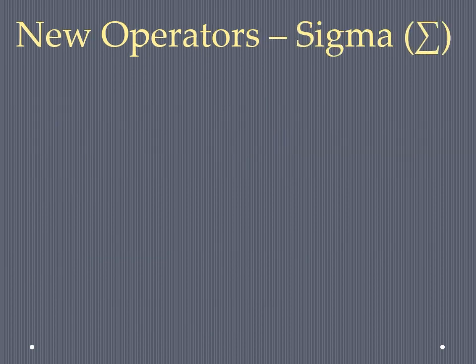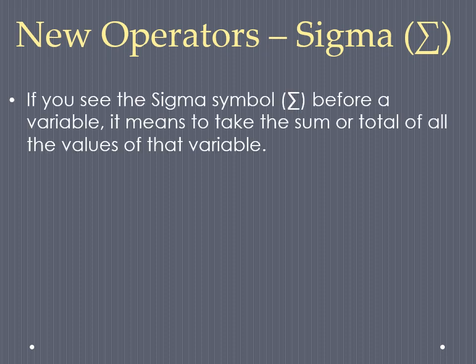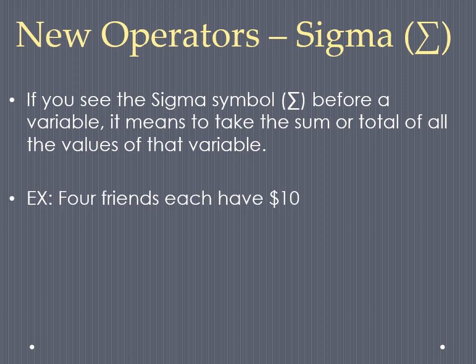A really important operator in physics is called the sigma, and we won't be getting to this until probably the end of the semester, but I wanted to introduce it now anyways. It looks kind of like a funky E. It's called sigma. And if you see that symbol, it means that you're going to be adding up or taking the sum of all the possible values of that variable. So if you knew, for example, 4 friends each had $10, the sigma money would be 10 plus 10 plus 10 plus 10, which is $40. So it's kind of like the total amount of something.